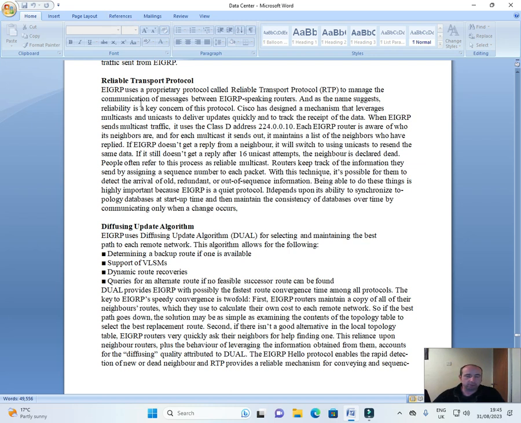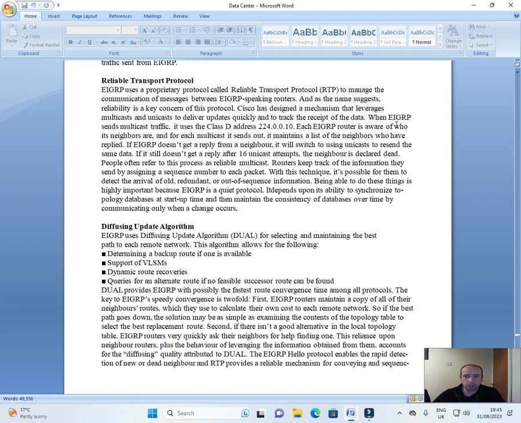Reliable Transport Protocol. EIGRP uses a proprietary protocol called Reliable Transport Protocol, RTP, to manage the communication of messages between EIGRP-speaking routers, and as the name suggests, reliability is a key concern of this protocol. Cisco has designed a mechanism that leverages multicasts and unicasts to deliver updates quickly and to track the receipt of this data.